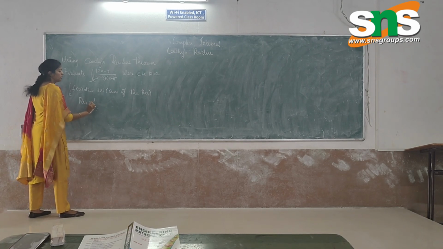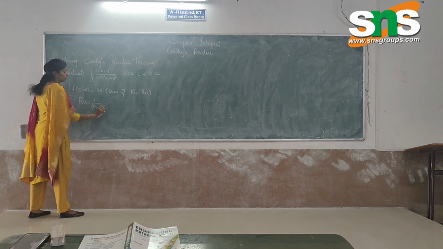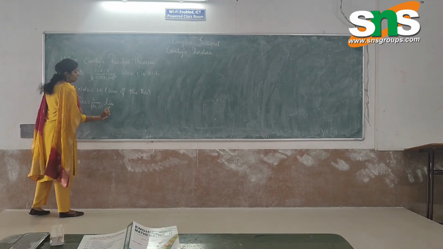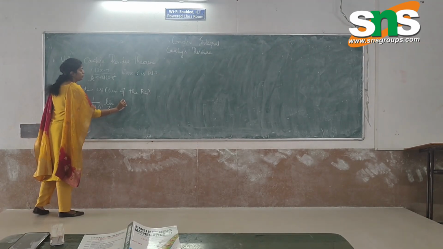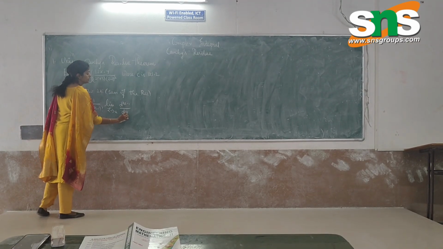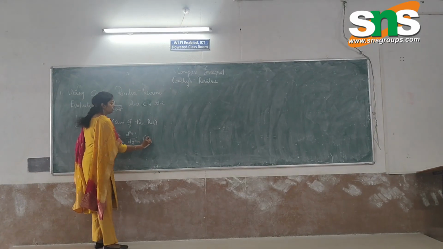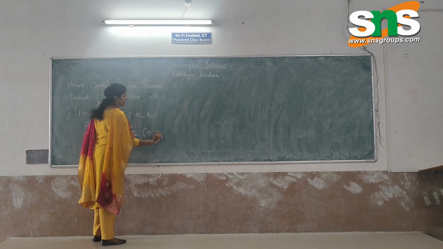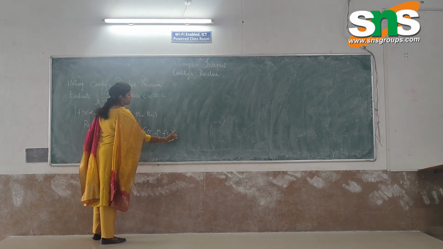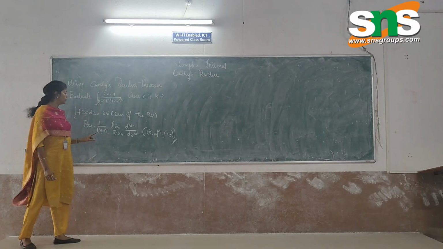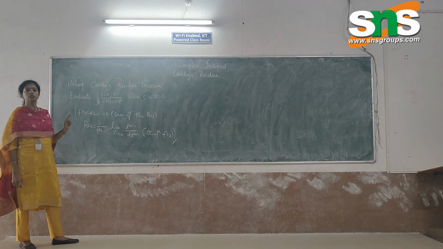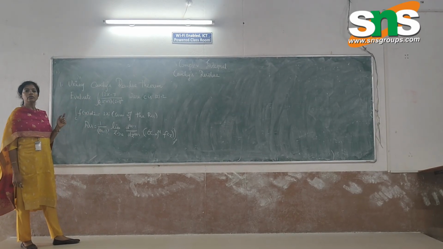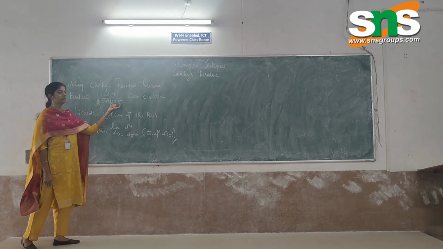The residue formula is 1 by (m minus 1) factorial, limit z tends to a, d power m minus 1 by dz power m minus 1, into (z minus a) whole power m into f of z. So this is the formula. Before entering into this formula, we should know what is residue and how we have to find the residue for the given terms.